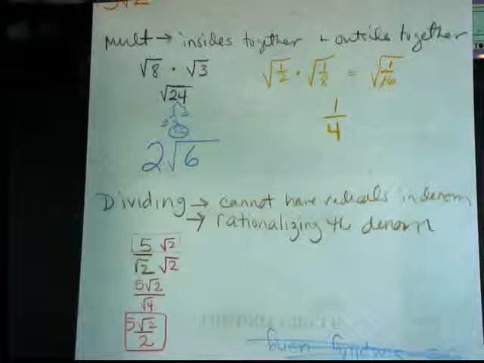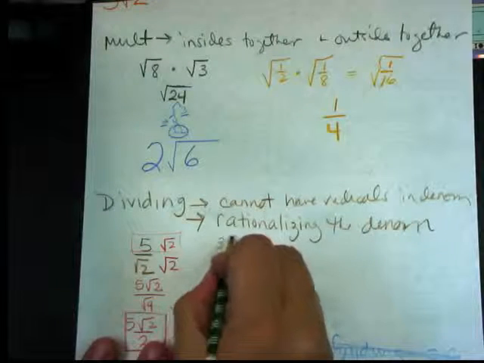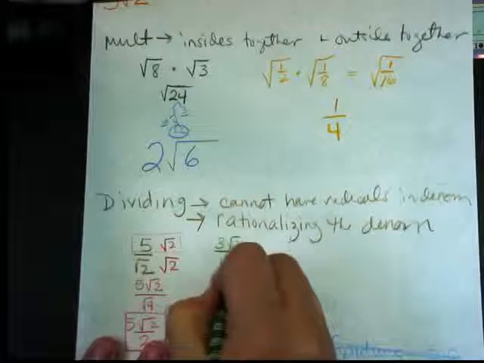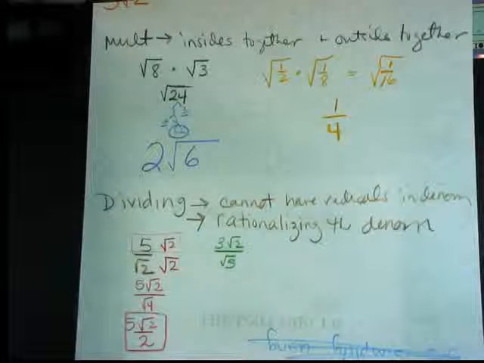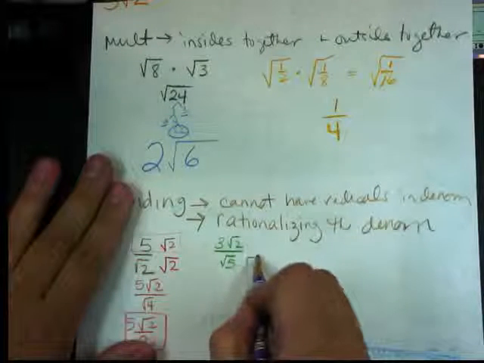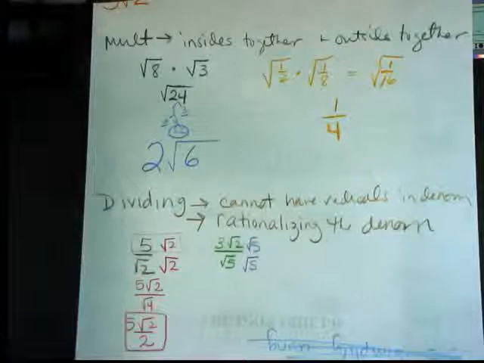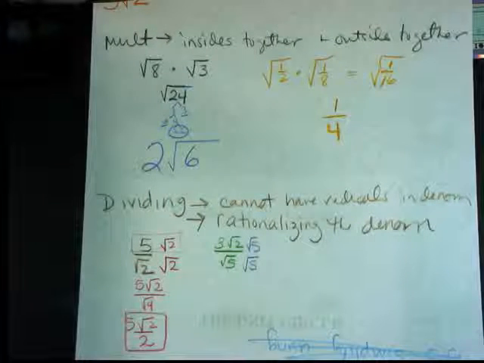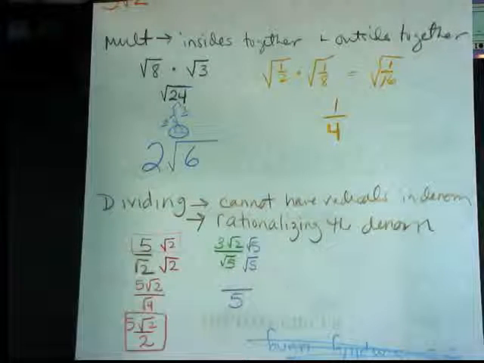Let's try that again. If I have 3 root 2 over square root of 5. All right, we don't care about the numerator, we only care about the denominator when we're dividing with radicals. We can't have a radical in the denominator, so we've got to get rid of the square root of 5. We get rid of the square root of 5 by multiplying by a square root of 5. When I multiply root 5, it gives me the whole number of 5.